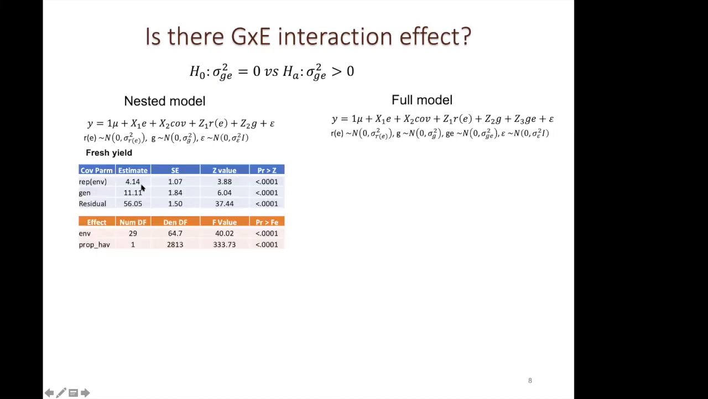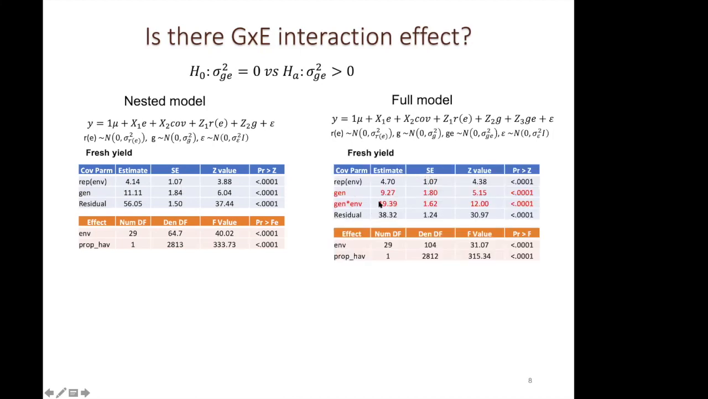And this is the result we got from the nested model. You can see the variance component estimated for each of these effects here. We have the similar result for the full model, and these are the variance components attributed to each of these factors.